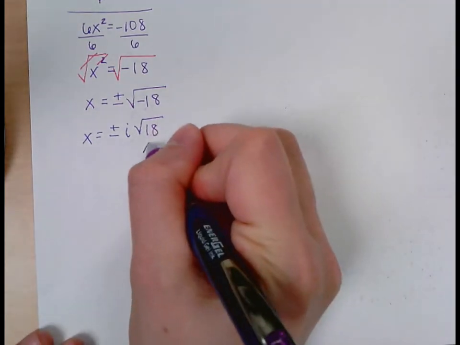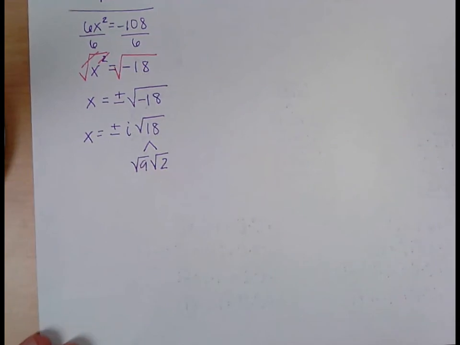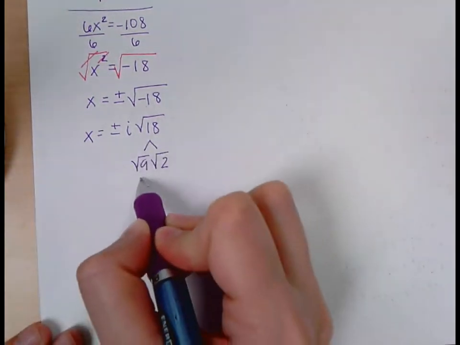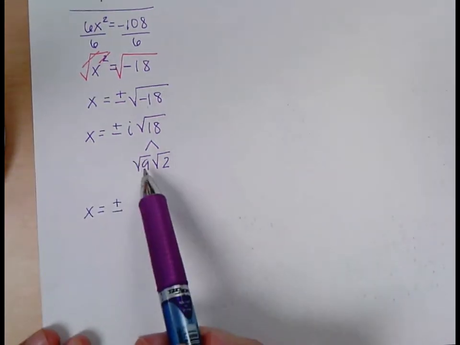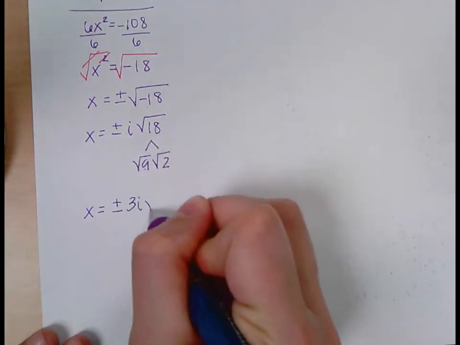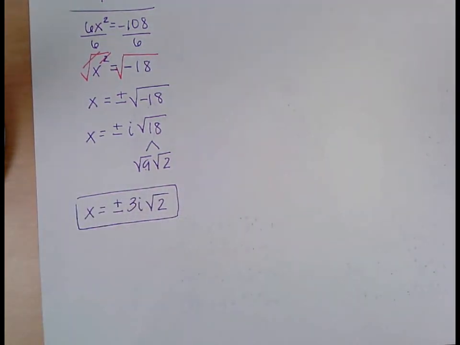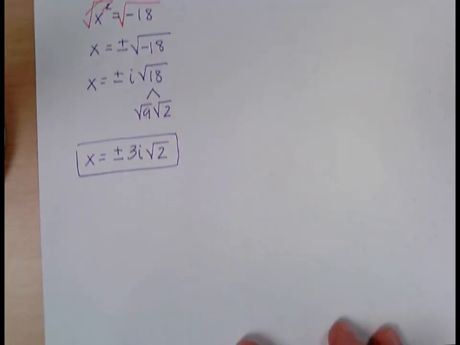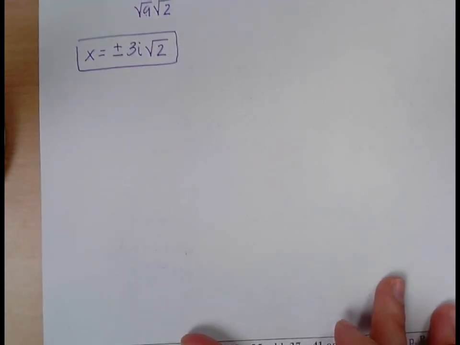I know 9 goes into 18. This is the square root of 9 times 2. We actually did this in example 1. And the square root of 9 is 3. So I have x equals plus or minus. I'm going to write the 3 in front of the i. So I have 3i square root 2. So positive 3i square root 2 and negative 3i square root 2 are the two answers. And you can write them together using that plus or minus symbol. Any questions on that one?